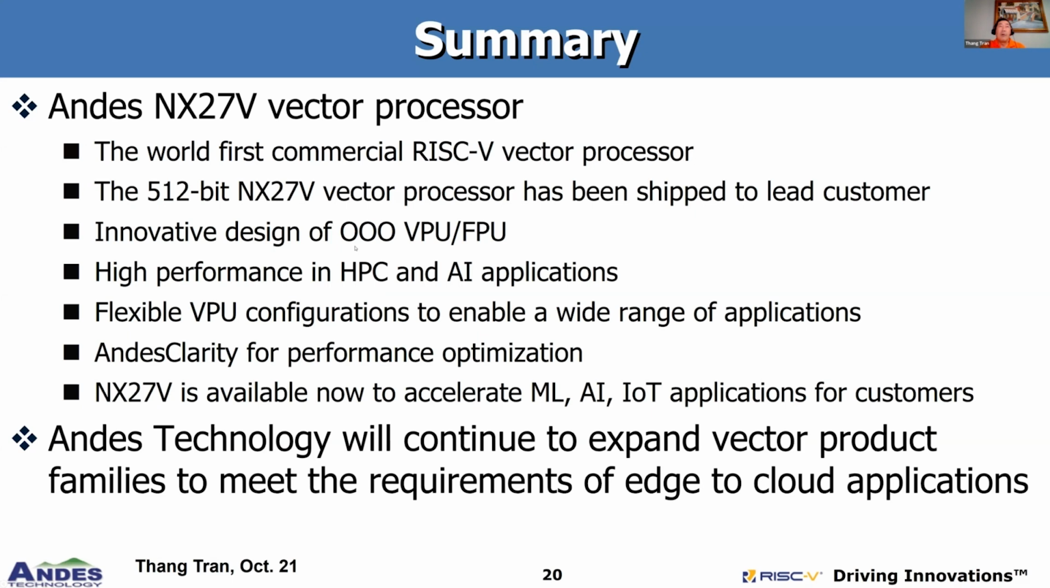Innovative design for out-of-order VPU and FPU. High performance in HPC and AI applications. Flexible VPU configuration to enable a wide range of applications, and Clarity is used for performance optimization. The NX27V is available now to accelerate ML, AI, or IoT applications for customers. And this technology will continue to expand the vector product families to meet the requirements of edge to cloud applications.